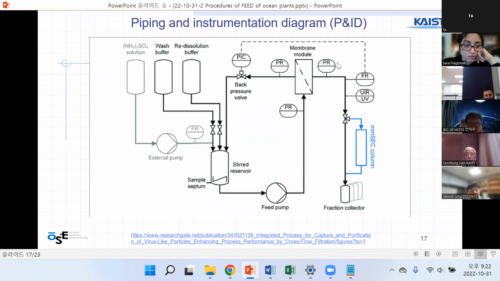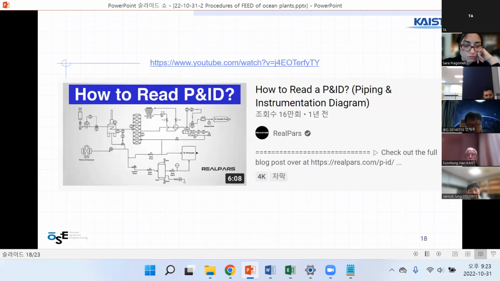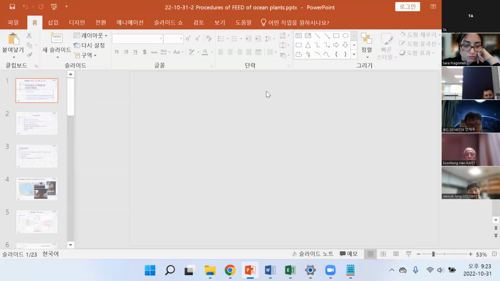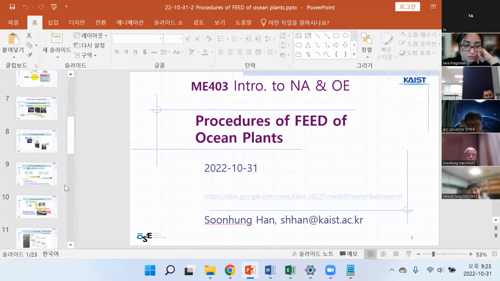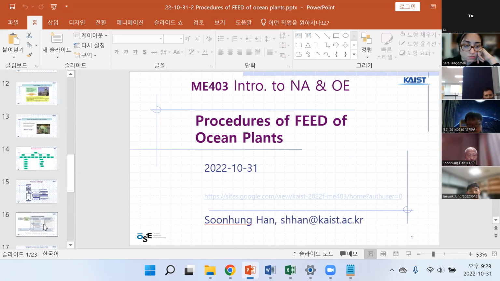So here is a sample of PNID, the piping and instrumentation diagram. So there is equipment connected through the piping. There is some gateway, something like that, valve and all. So the diagram shows the connection between equipment to do the chemical process. So let's see what PNID looks like. Do the video. Okay. Where is the video?